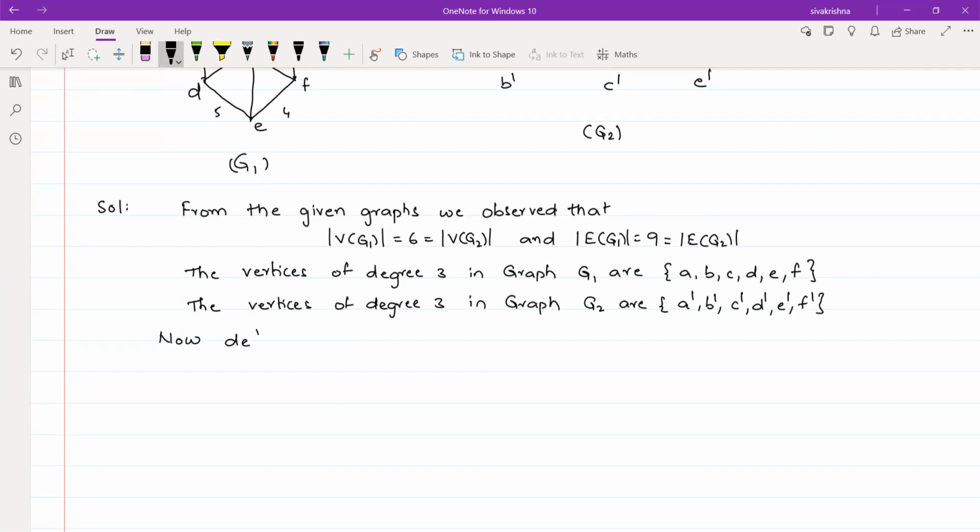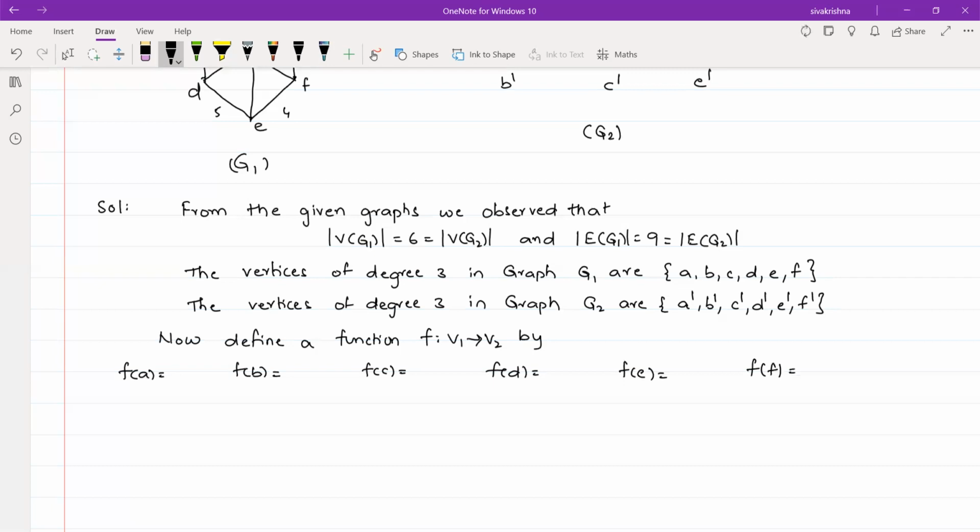Now define a function f from V1 to V2. V1 is nothing but the set of all vertices in graph 1, and V2 is nothing but the set of all vertices in graph 2. Now we have to define a function f from V1 to V2, so we have to select the image of a by something, the image of b by something, the image of c, the image of d, the image of e, and also the image of f by something.